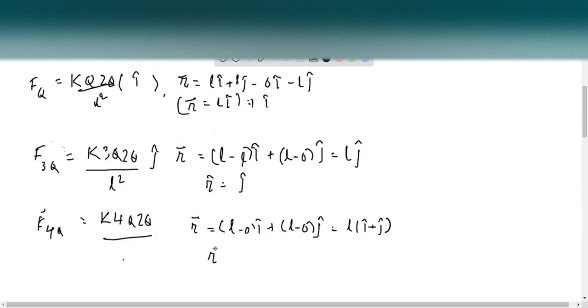Now its direction would be equal to i plus j by under root 2. We have just taken the magnitude. What we have done is that we have just divided by its whole norm. So we got this, and so the magnitude would be equal to L square plus L square, equals under root 2 L. Now let's go.